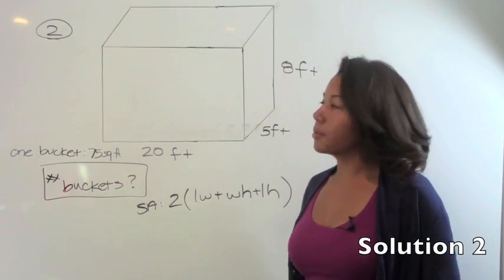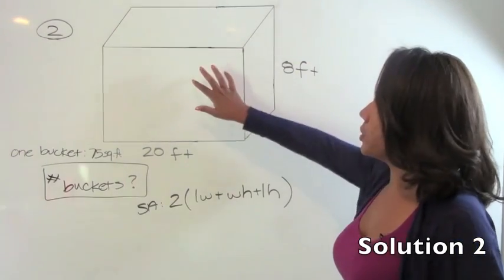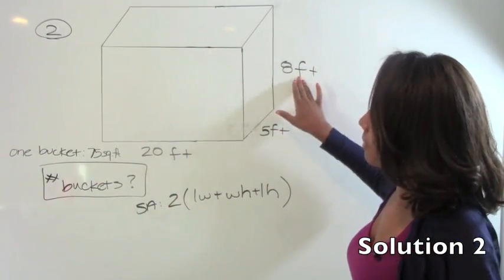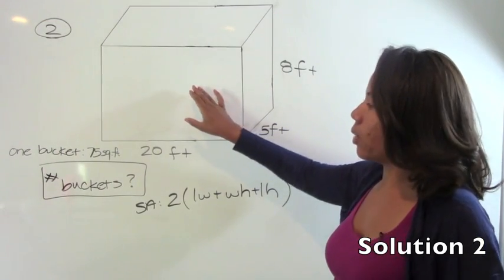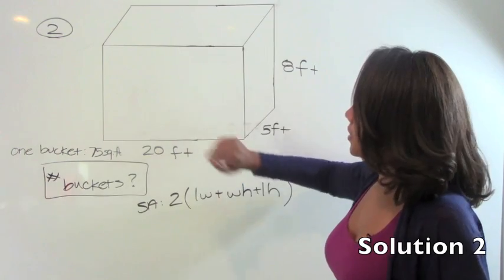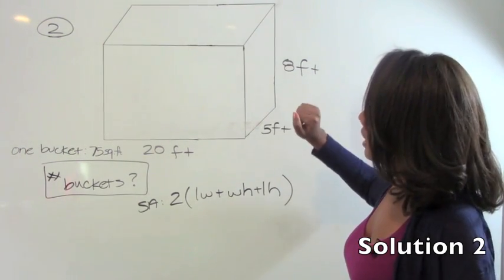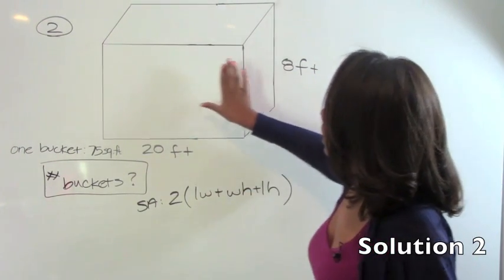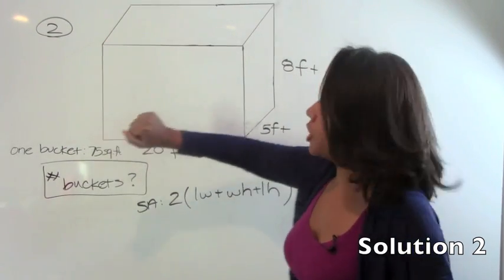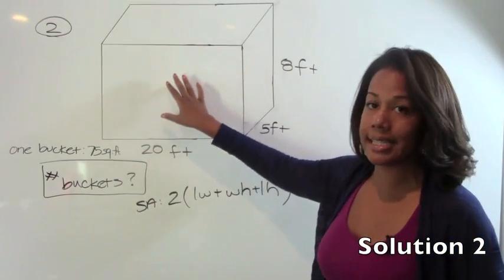Number two, we're asked how many buckets of paint we would need to paint this box, given the same dimensions of 20 by 5 by 8. And also given that 1 bucket of paint can cover 75 square feet. So this is a surface area question, as you may know, because we are covering just the outside, we're covering all of the surfaces. So if you imagine a box has 6 sides.